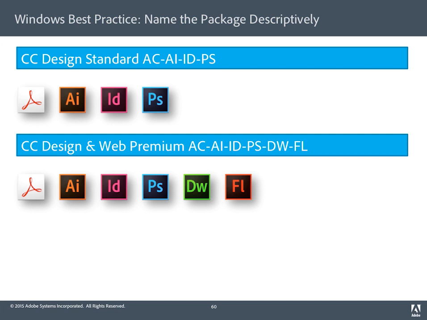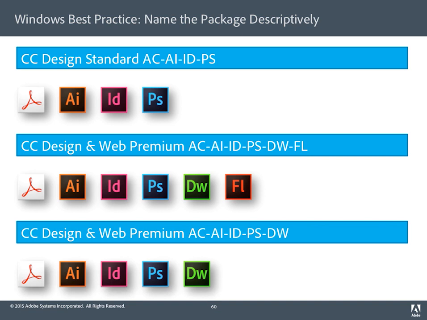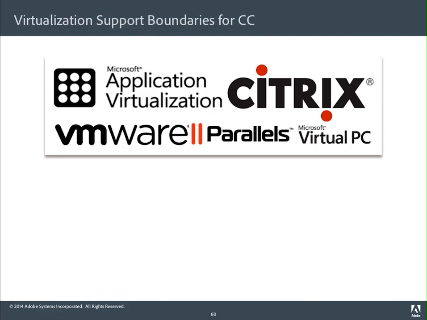It may be that for some user groups, you don't actually want to package all of the apps to which you're entitled. In that case, you still want to name with the entitlement name, but I suggest only listing the individual products included in that package. Finally, one topic frequently asked by government agencies surrounds virtualization, or the capability of deploying CC applications in a VDI environment.